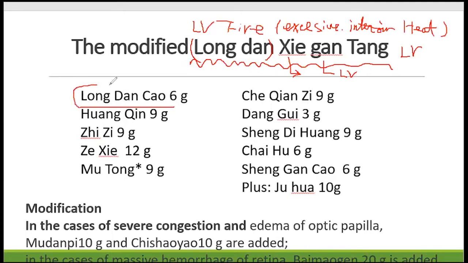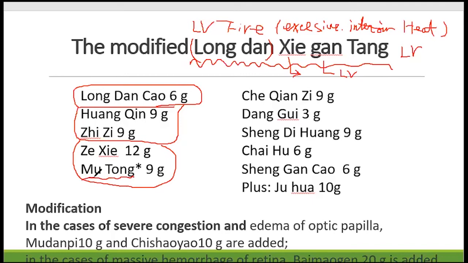So Long Dan Cao is the king herb in this formula. And we have pretty strong heat-clearing herbs here. Huang Qin and You Lei can clear upper jiao and middle jiao heat, but Zhi Zi clears three jiaos. And Ze Xie and Mu Tong promote urination and clear heat through the urine. And Mu Tong we talked about already.